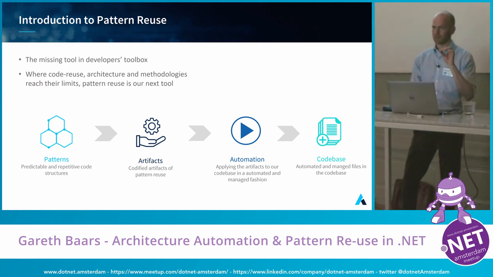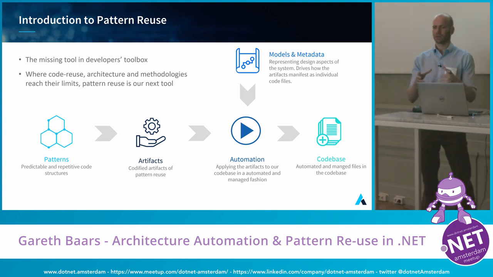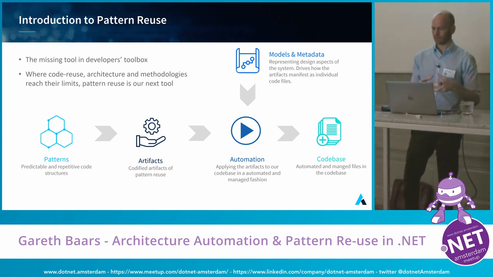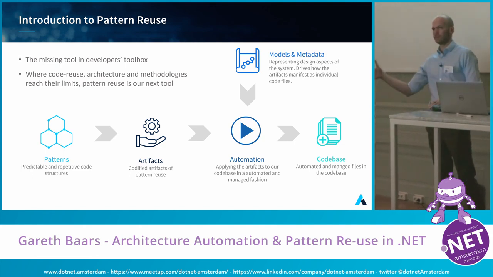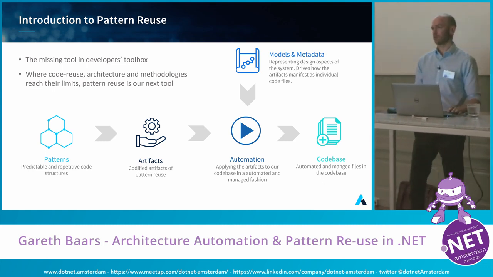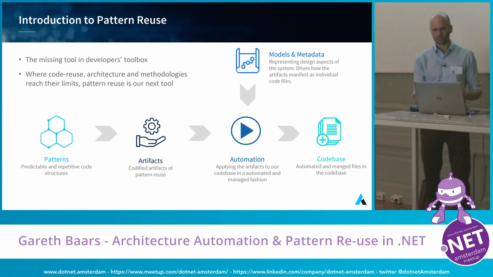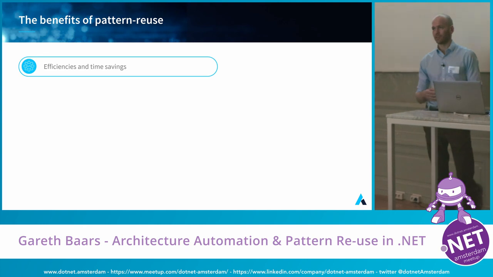But in order for this to really make sense and actually work, you also need an additional component. This is the models and metadata. You need something to drive what the artifacts will ultimately yield or manifest as in terms of individual actual files in a code base that is actually going to work. This is very high-level and conceptual, and this is something that we're going to focus on when I get to the demo side of things. But what is important is understanding why we would even do this in the first place, and that's because pattern reuse has a massive amount of benefits.